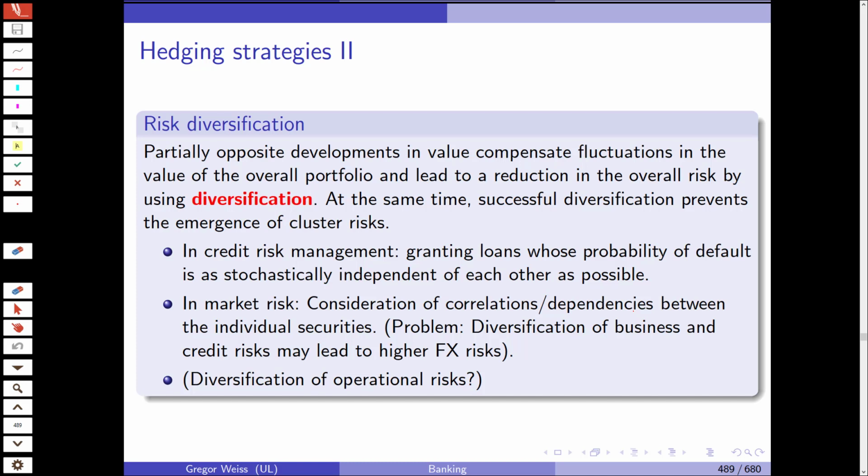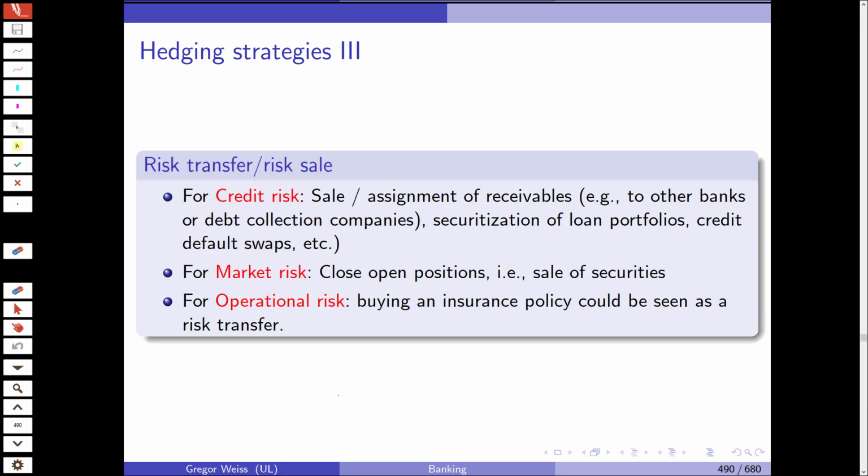The problem is that if we diversify business and credit risk, that may lead to higher foreign exchange risks. That could be a problem. And last but not least, if we are thinking about the three risk types from Basel II, credit risk, market risk, op risk, how can we really diversify operational risk? Usually this is not possible because we have some interdependencies between natural disasters, but how should we diversify? This is rather tricky. The next general strategy to counter risk is to transfer it or to sell it.